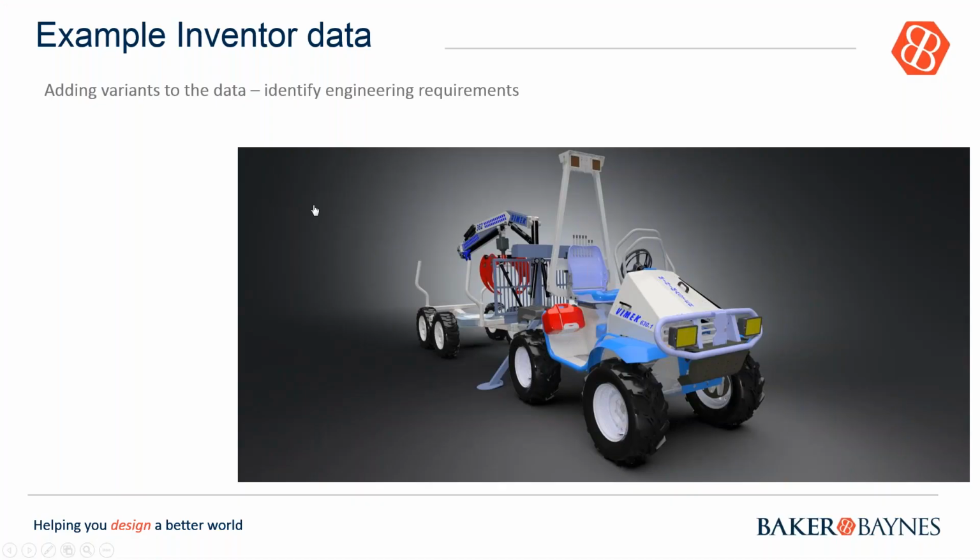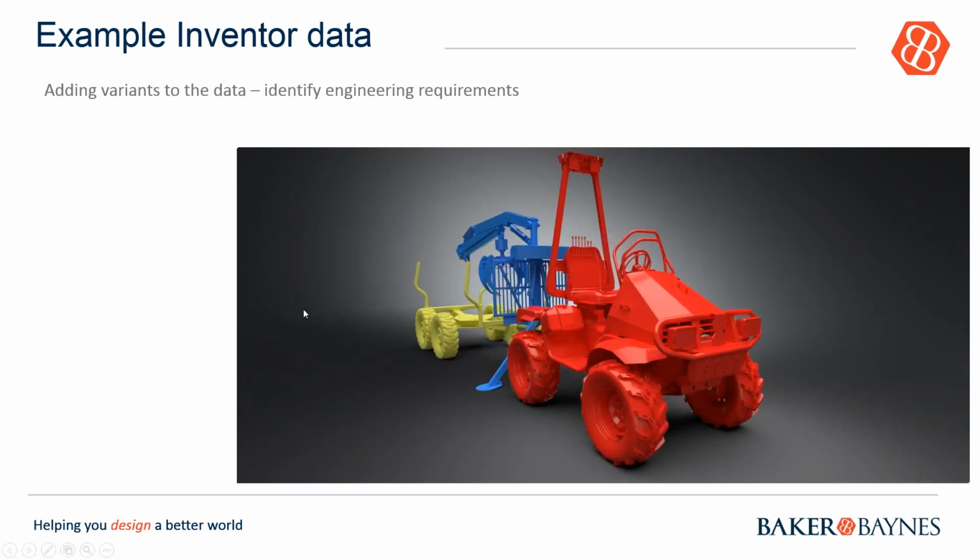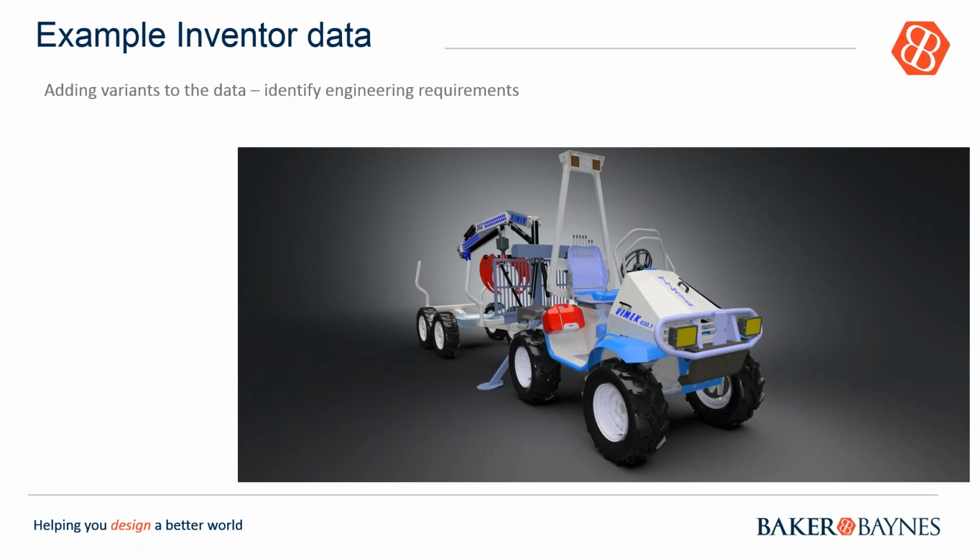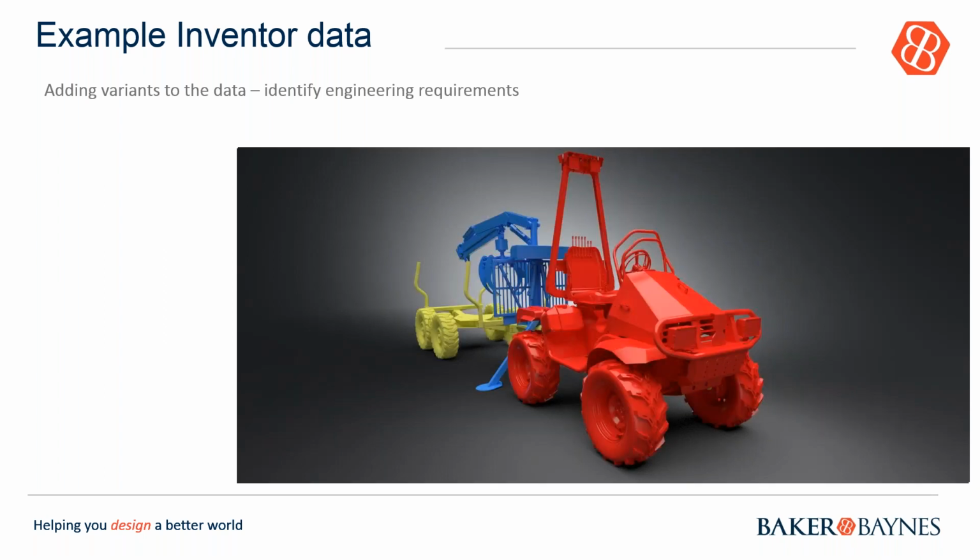So examples of Inventor data. Adding variance to the data, identifying engineering requirements. We see that with it rendered without any finalized, just engineering requirements itself, just basic, without any of the final product, you could actually look at it in both aspects of it, without any materials or textures applied to it.